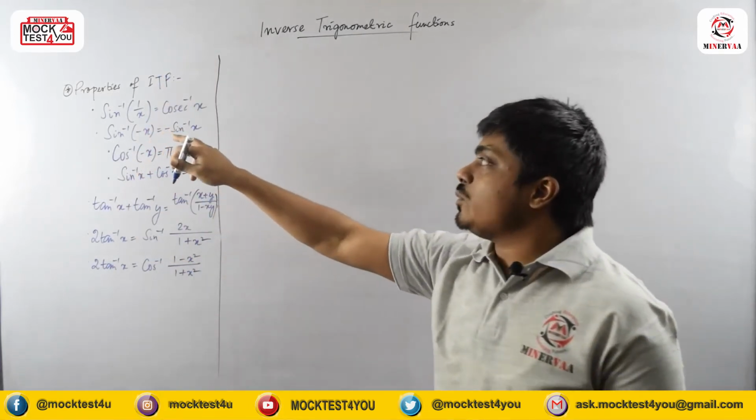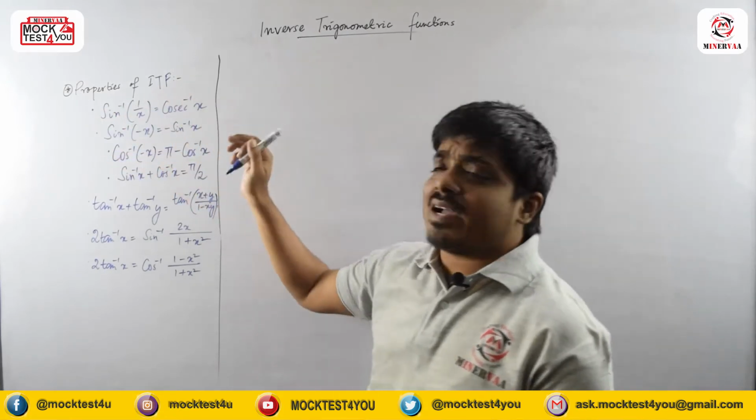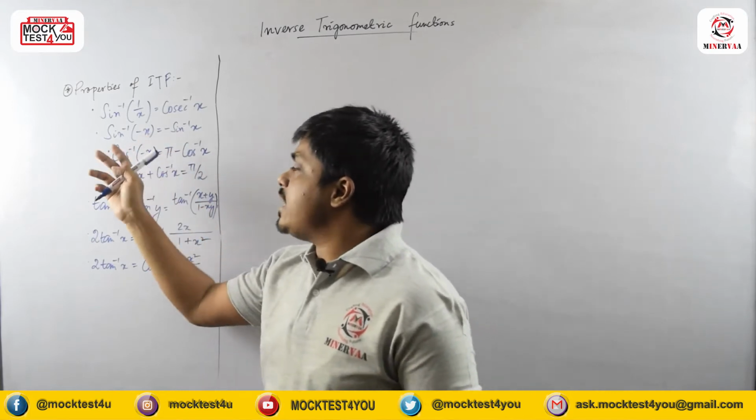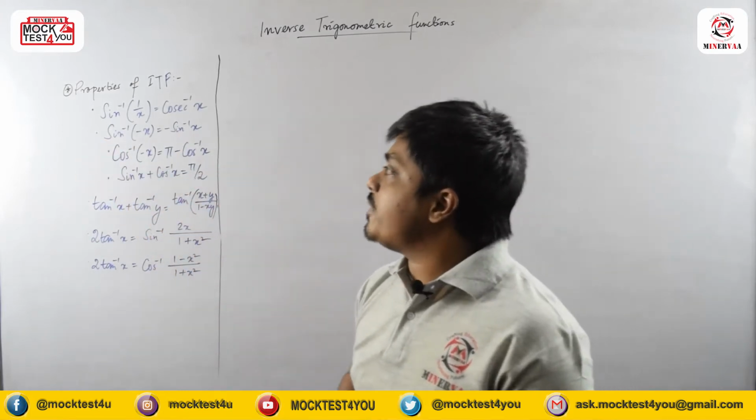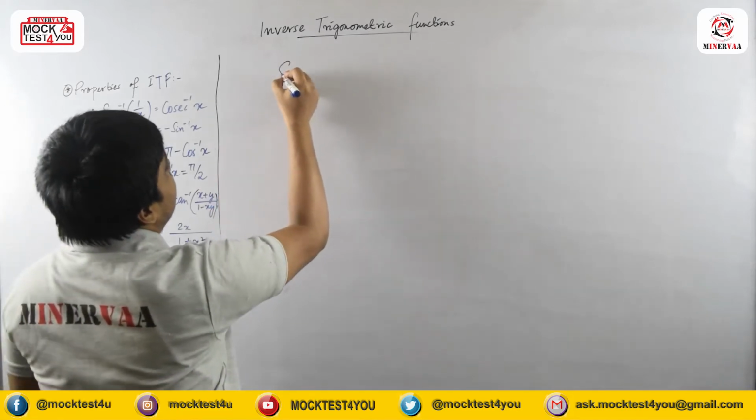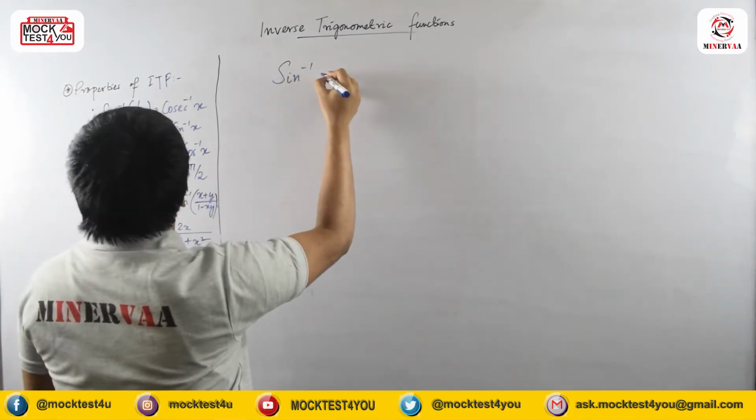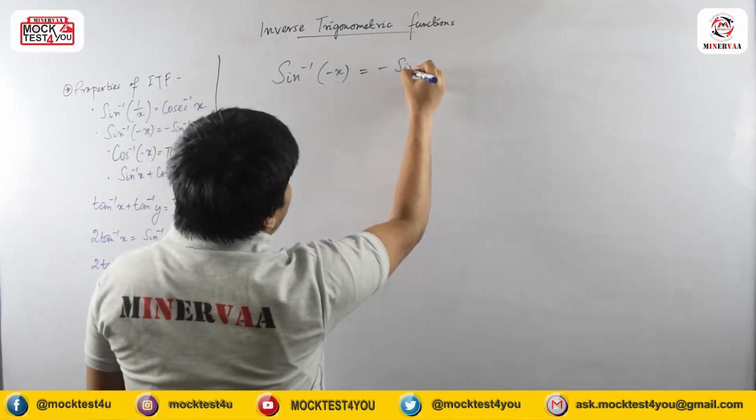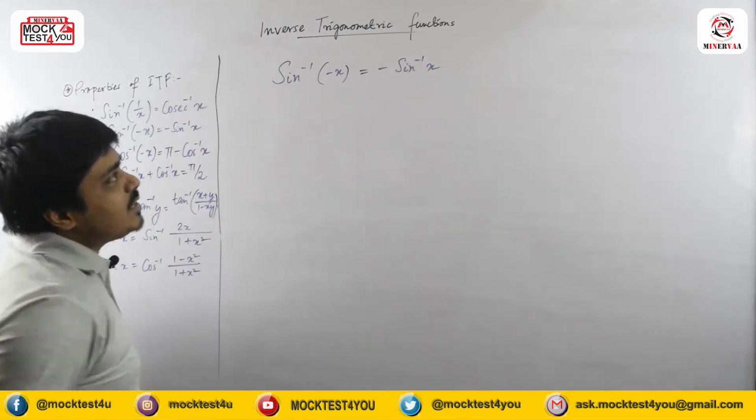Now this one we have done yesterday, that sine inverse 1 by x is equal to cosec inverse x. For today's class we're going to start with the second property, that is sine inverse minus x is equal to minus sine inverse x. So this is my second property which I'm going to discuss today. So how is it possible?